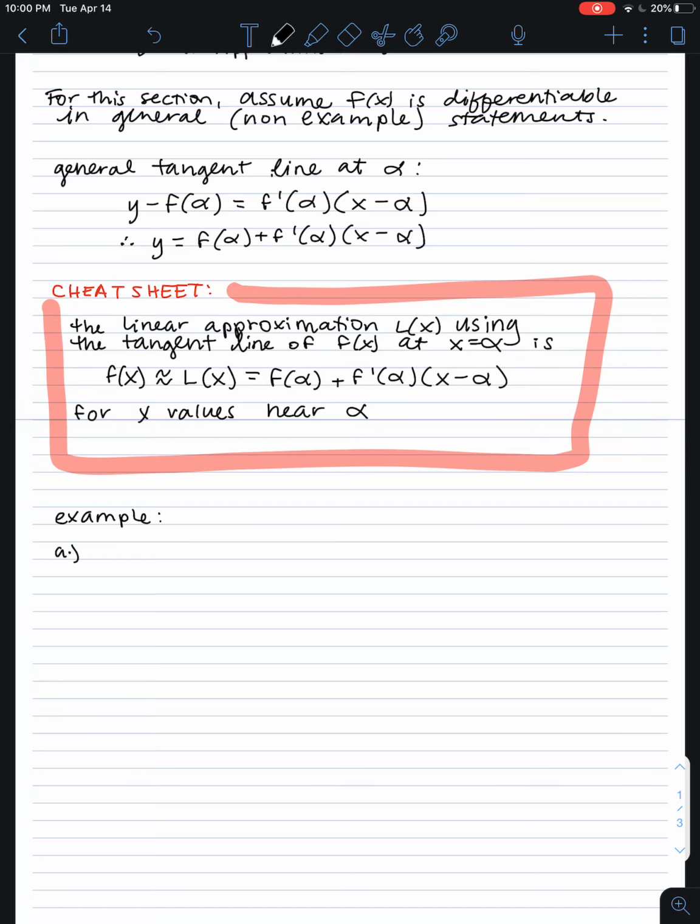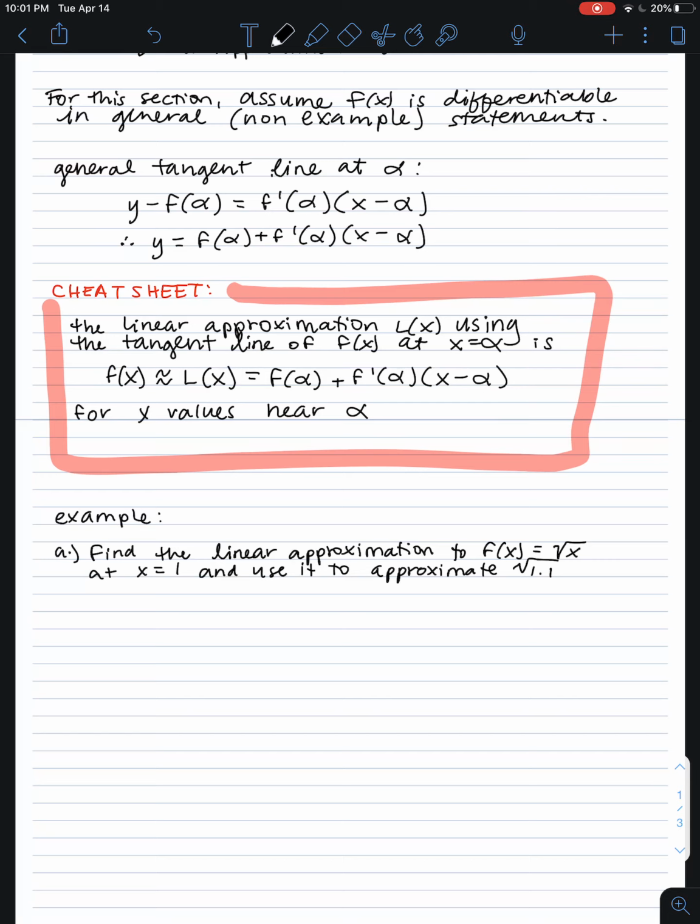So this is a two-part example. First of all, find the linear approximation to f of x equals the square root of x at x equals 1, and use it to approximate the square root of 1.1.